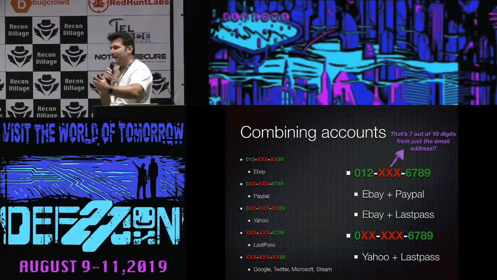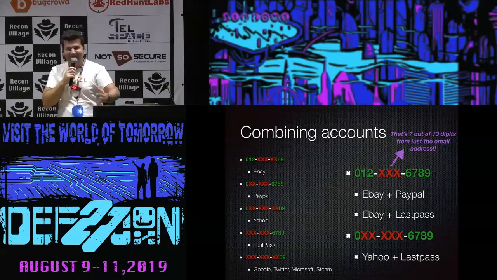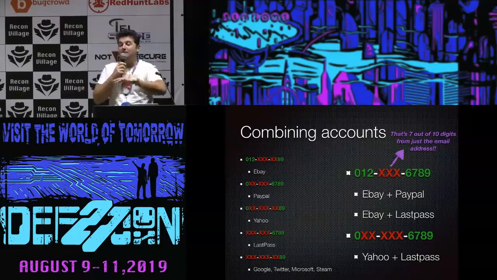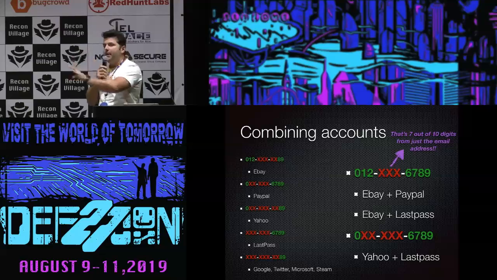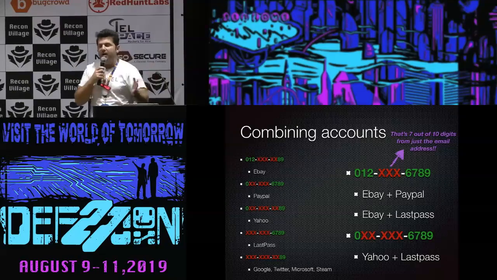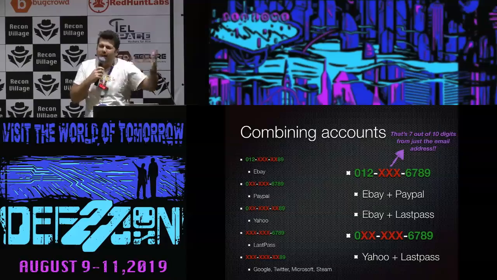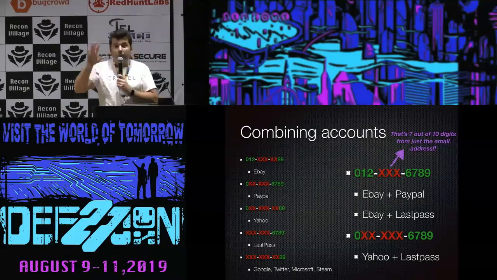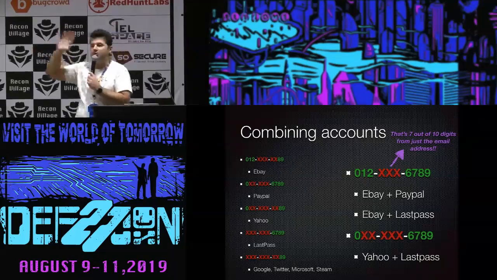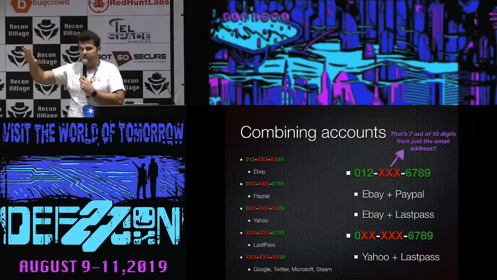So who has eBay and LastPass? All right, thank you. He's my friend, actually. Yahoo and LastPass, right? I'm pretty sure many of you can at least think of someone close to them that may have eBay and PayPal, which I will claim are the most common services. With those two services, I have 7 out of your 10 digits.